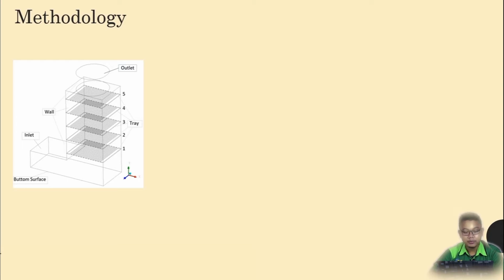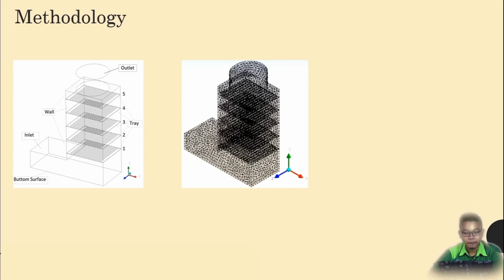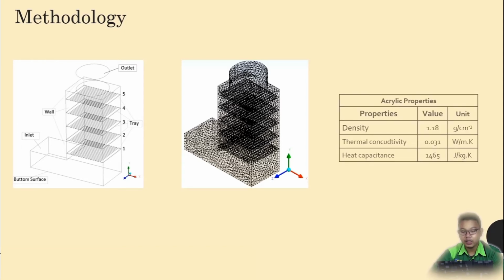There were several steps in this simulation. The first step, we create the drying cabinet geometry and mesh. There were 5 trays inside the drying cabinet. This figure shows meshing for the drying cabinet. The meshing type was tetrahedral. The wall was made from acrylic with some properties. The outlet section was a pressure outlet. In this section, the ventilator turbine was installed.